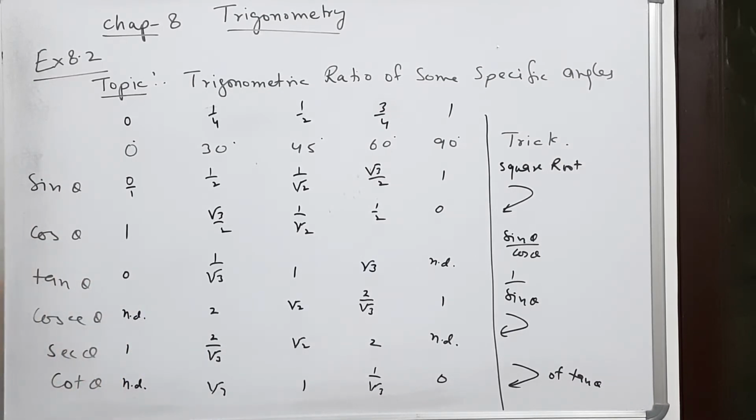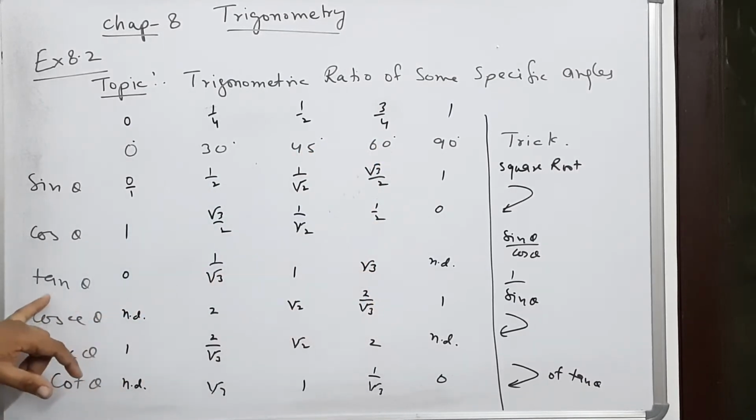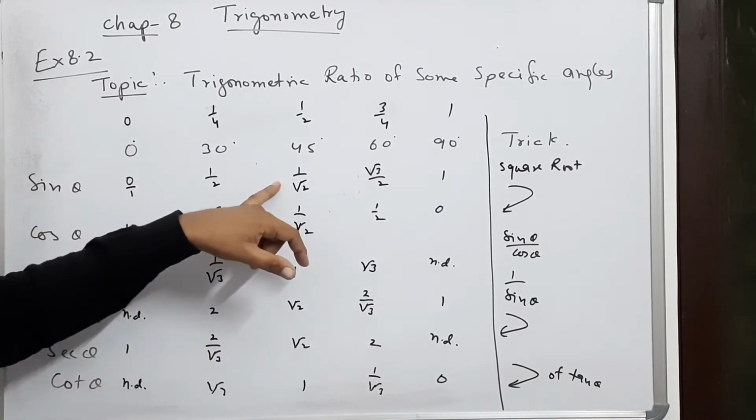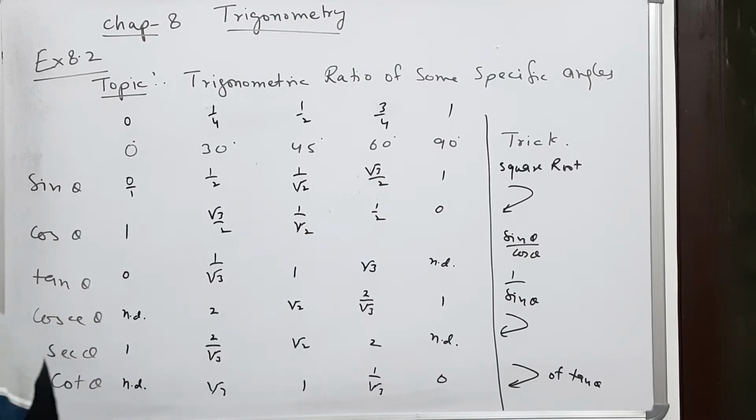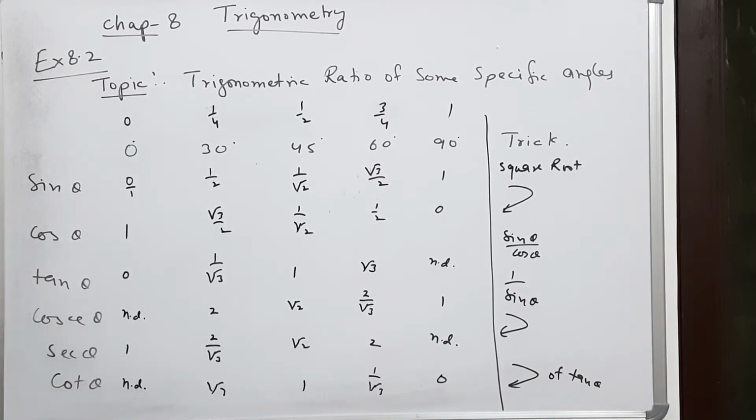And if we need the value of cos 60, then this will be the answer. What is the value of tan 30? This will be the answer. What is the value of sine 45? This will be the answer. So when you are going for the examination, you make this table in the rough and it will be required for solving different types of sums. Even when I start chapter number 9, there also there will be need of this particular table. So I hope it is clear to you.